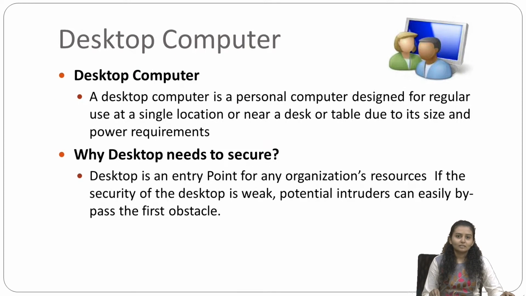Now let's start with what a desktop computer is and why a desktop needs to be secure. A desktop computer is a personal computer designed for regular use at a single location or near a desk or table due to its size and power requirement. It includes the power supply, motherboard, disk storage, a keyboard and a mouse for input, a monitor and additionally a printer for output. Now let's understand why a desktop needs to be secure.